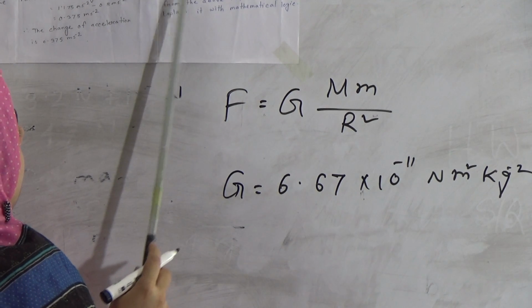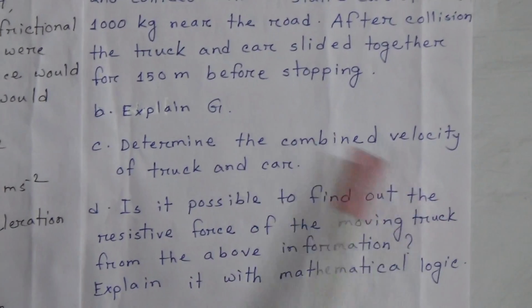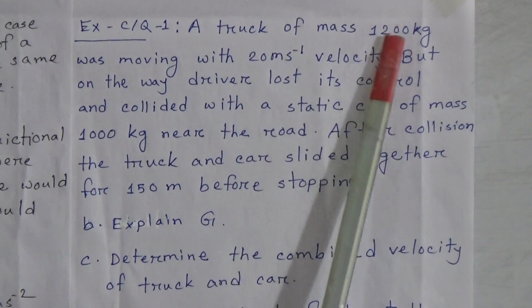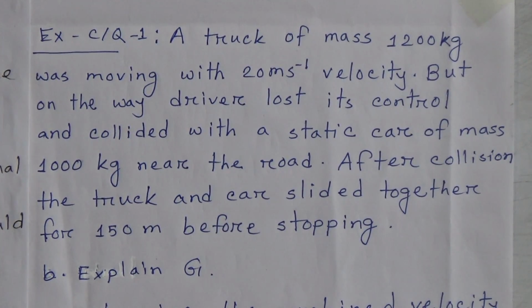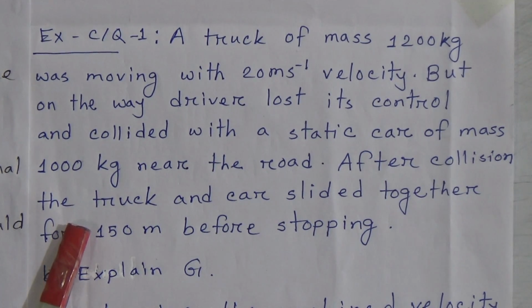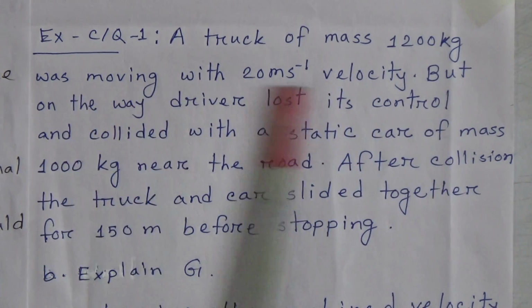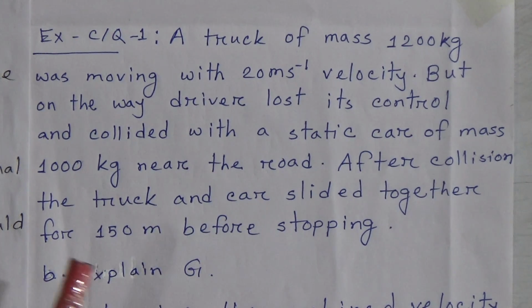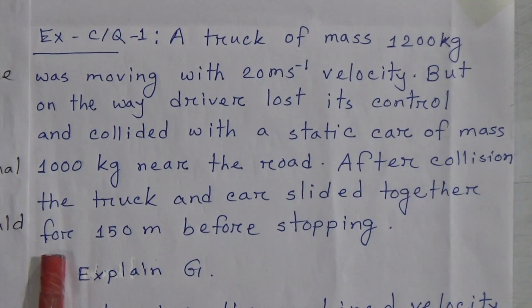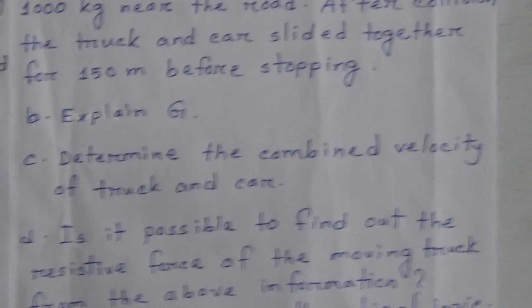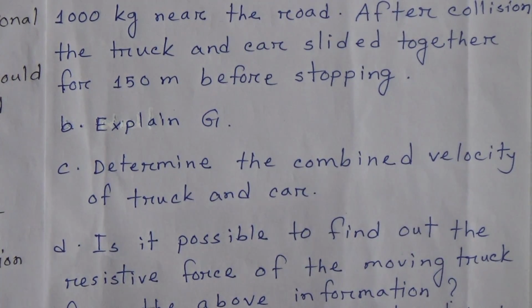Now question number C, determine the combined velocity of truck and car. My dear students, I think all of you have understood this question. At first you have to write the given. The mass of the truck, this is m1, is 1200 kg. Then the mass of the car, this is M2, also given here, 1000 kg. Then the initial velocity of the truck, U1, is given as 20 meter per second, but the initial velocity of the car, U2, is 0. And here it is given that after collision the truck and car slided together for 150 meter, and you have to find out the combined velocity. So combined velocity V equals to what? I think all of you have understood which formula is appropriate for this mathematical problem.